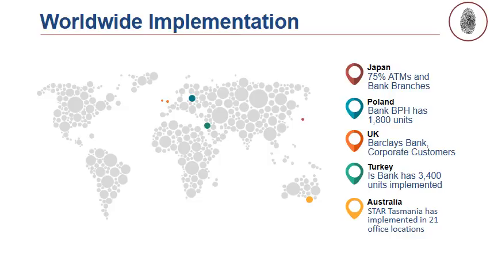And Turkey, IS Bank, has one of the largest outside of Japan, which has 3,400 units. And in Australia, even though it's not a financial institution, Star Tasmania, a non-profit organization, has implemented it in 21 different locations for their timetabling and roster management system.